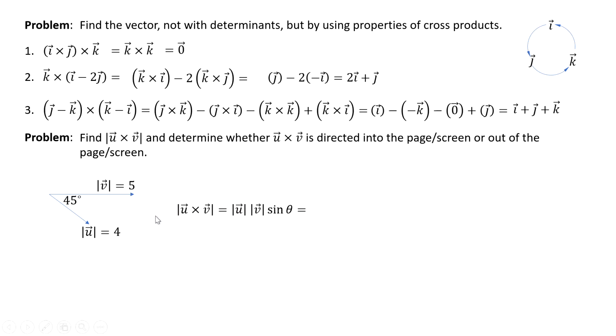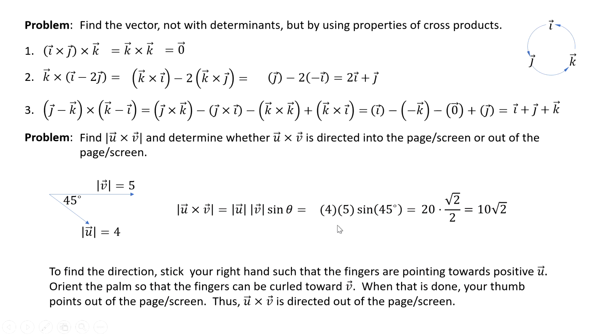And the magnitude of u cross v is the magnitude of u times the magnitude of v times sine theta. Theta is 45 degrees and sine 45 is square root of 2 over 2. So 20 times square root of 2 over 2. To find the direction, stick your right hand such that the fingers are pointing towards positive u. Orient the palm so that the fingers can be curled towards positive v. When that is done, your thumb points out of the page or screen. Thus, u cross v is directed out of the page.